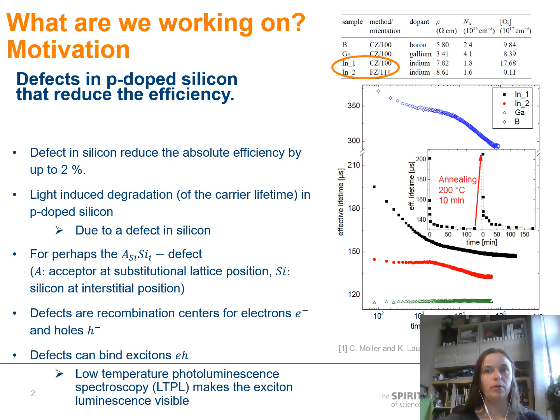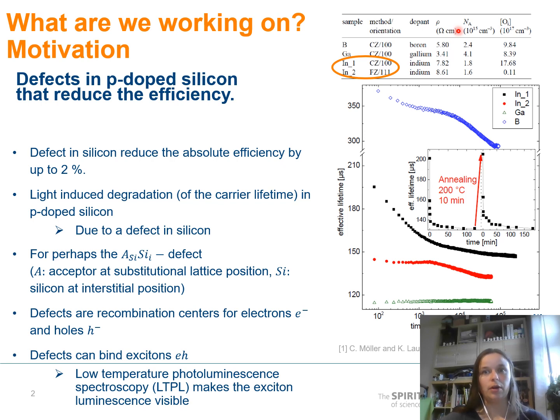I want to give you a short introduction to our studies. There is a defect in silicon that reduces the absolute efficiency, for example in photovoltaic tools, by up to 2%. This reduced efficiency is called light-induced degradation. It is, for example, visible in the graph.